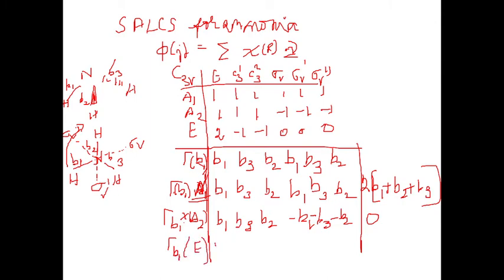I am going to get 2b1 minus b3 minus b2 and 0, 0, 0. So it is 2b1 minus b3 minus b2. So this is my SALC for E. See, when I am going to have any SALC of representation E, it means that there has to be two representations. I am able to find only one representation. So the second SALC of E symmetry, SALC 2 of E symmetry, how are we going to find out?